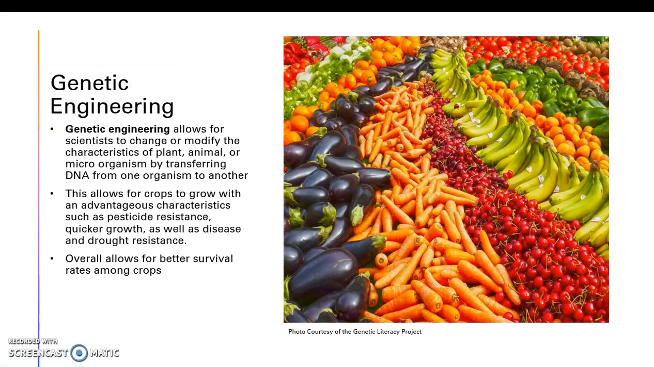Genetic engineering allows scientists to change or modify the characteristics of a plant, animal, or microorganism by transferring DNA from one organism to another. In doing so, it allows for crops to grow with advantageous characteristics such as pesticide resistance, faster growth, disease and drought resistance, and an overall better survival rate amongst crops.